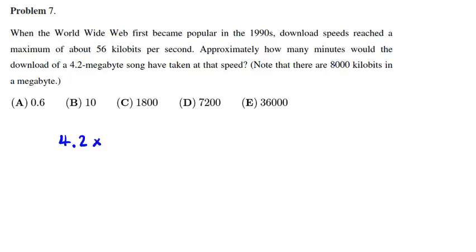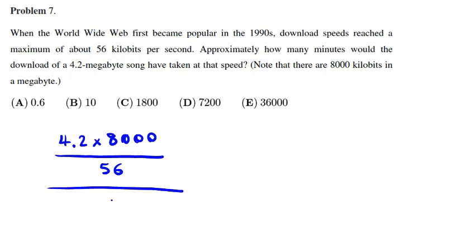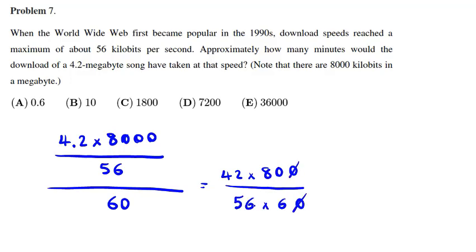Okay, we say 4.2 megabyte, and each megabyte has 8,000 kilobits. So it is the size in kilobits. If we divide by 56, then we find the number of seconds. And because it says the number of minutes, you should divide by 60. So it will be 42 times 800 over 56 times 60. We divide 56 by 8, 7. Here by 8, 10. Here 6, it will be 7. So the answer is 10 minutes, B.